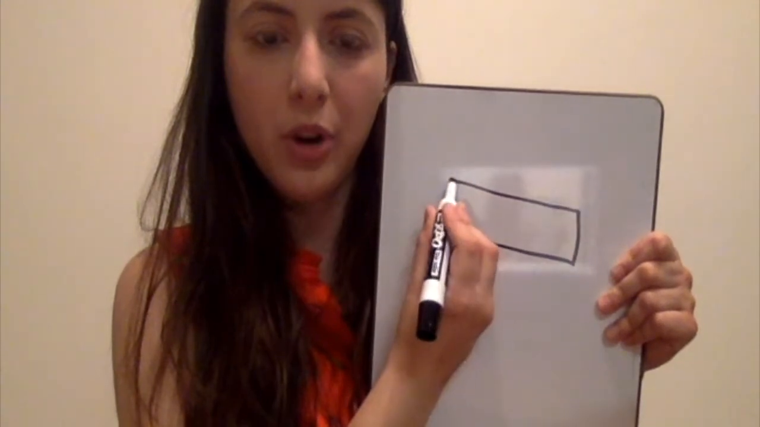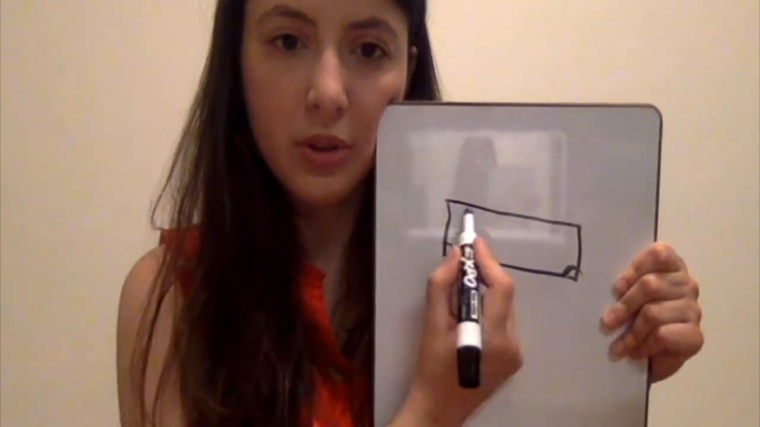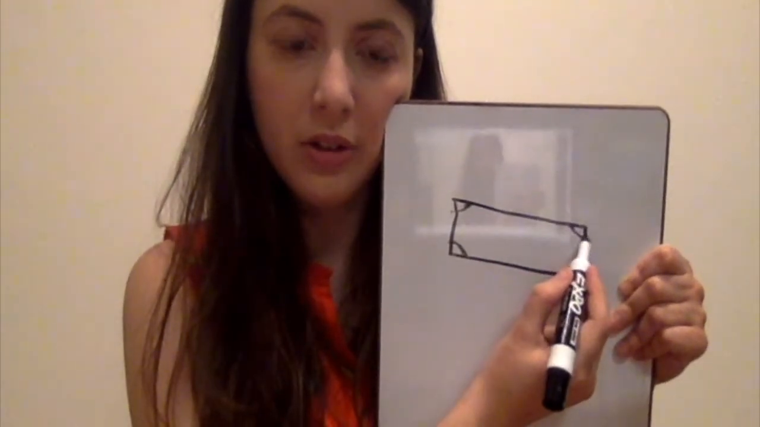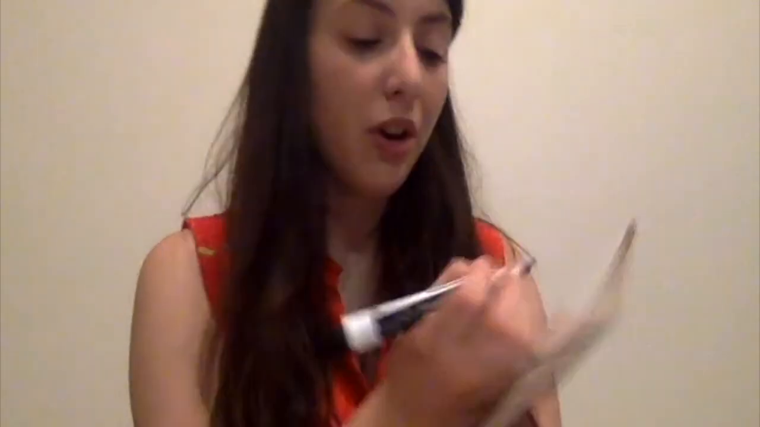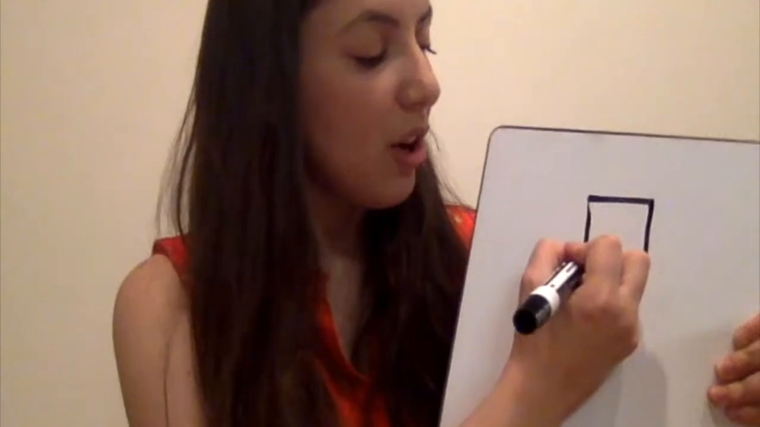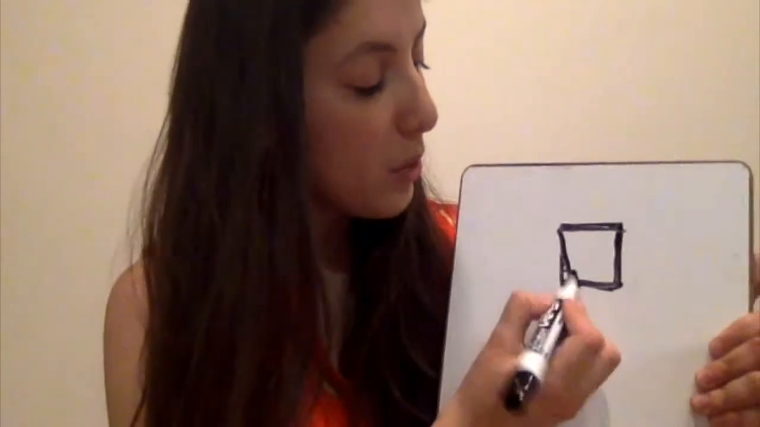Now, quick review. A rectangle has how many sides? 1, 2, 3, 4. 4 sides. And how many corners? 1, 2, 3, 4. And a special kind of rectangle where all the sides are the same is called a square. And it also has 4 sides and 4 corners, because it is also a rectangle. It's just a special kind of rectangle.